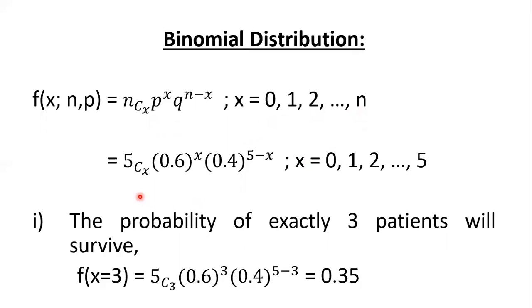Now putting the value of n, p and q, we get nCx into 0.6 whole to the power x into 0.4 whole to the power 5 minus x, where x equal to 0, 1, 2, 3, 4 and 5.